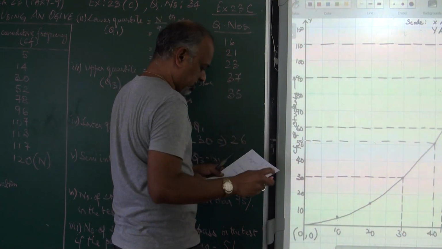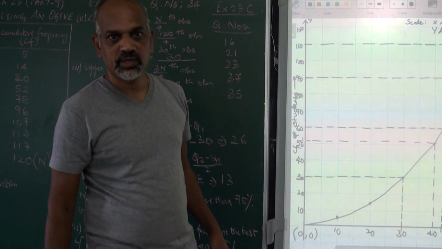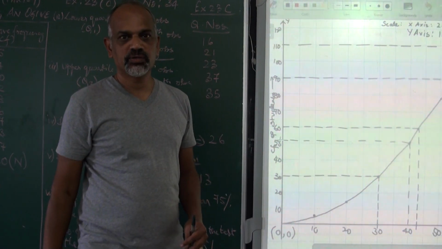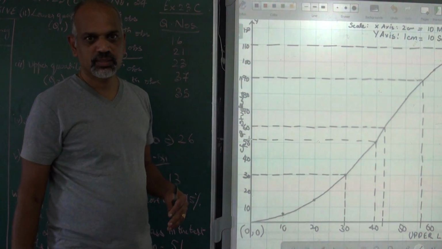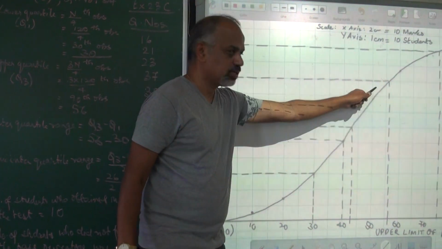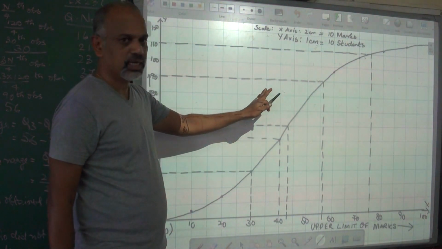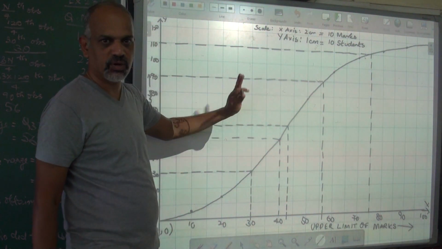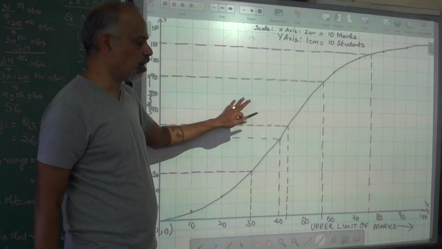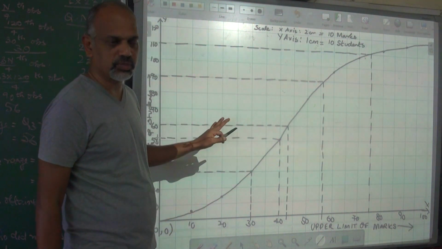And one more thing is, when you draw the graph, everything should be drawn using pencil and ruler, except for this curve. You can draw it freehand, not using a ruler, but everything should be done using your pencil. Do not use pen to draw these graphs. Everything you have to use pencil.